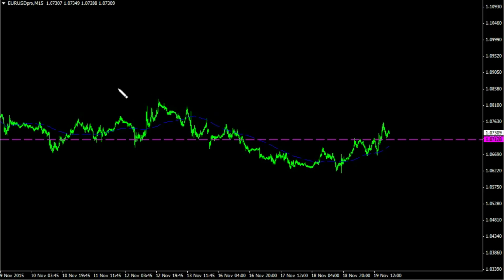So you go to your chart. First thing you need to do is find out what the trend is. Obviously, this market here is kind of sideways. It doesn't really have a real trend direction. So I'm just going to leave this market alone, and I'm going to go to another market.